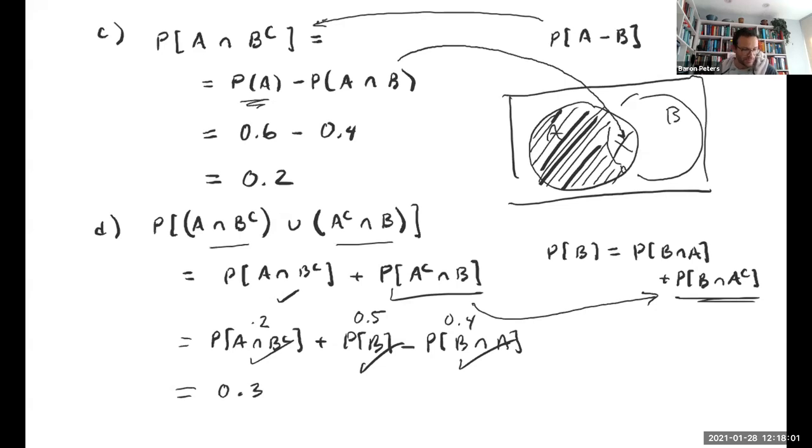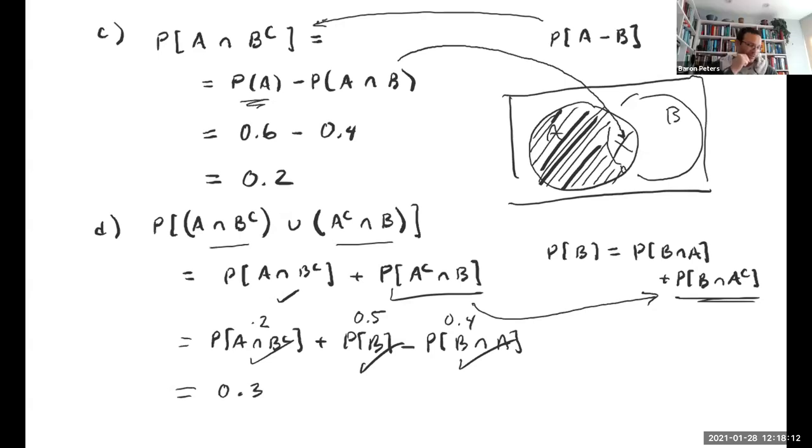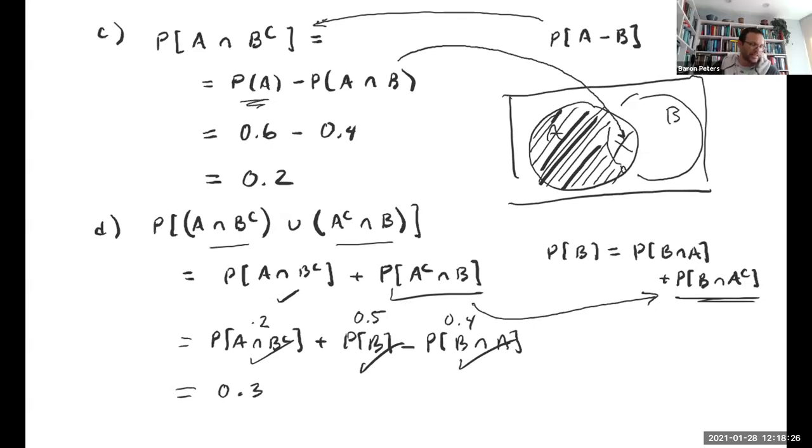The answer to D is 0.3. Professor, I just submitted 0.3. And yeah, the key says it's 0.1. It should be 0.3. Okay, so what happened, I think, in that one is that in his book, he does an intermediate calculation step to get B intersection A complement. And that answer is 0.1. It's the 0.5 minus the 0.4. But the final answer is 0.3.